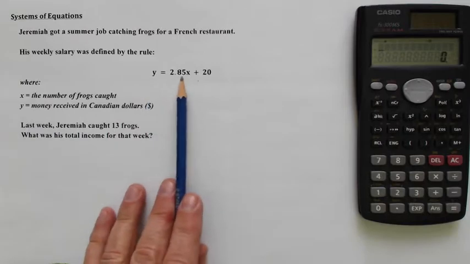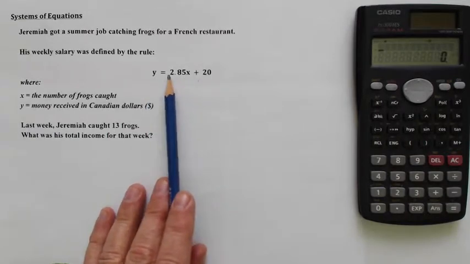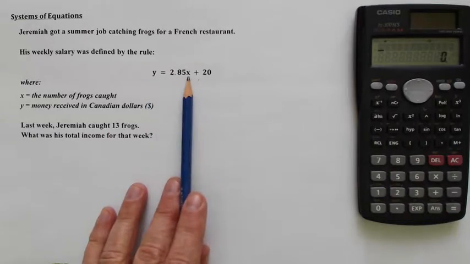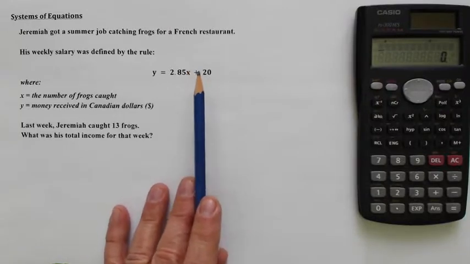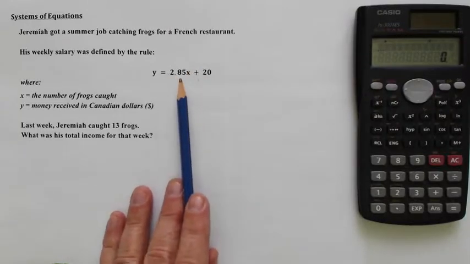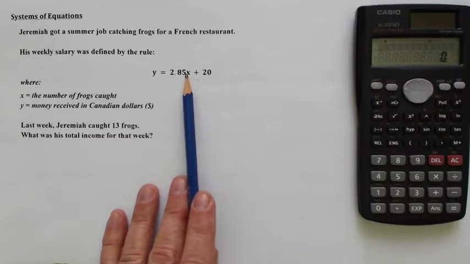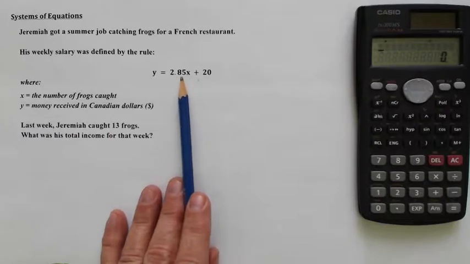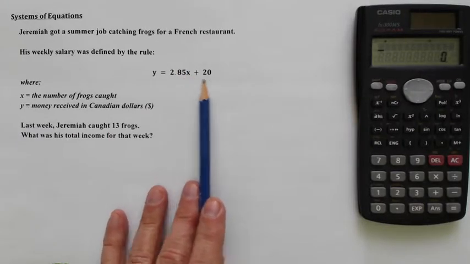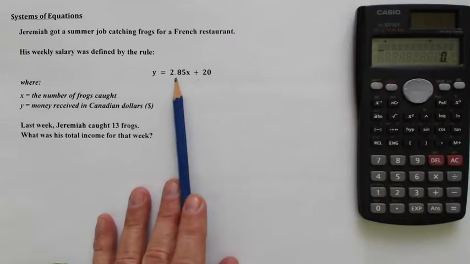The x in this case represents the number of frogs he catches. So he gets $2.85 for every frog, and then he gets a flat 20 bucks. So he shows up to work, they give him 20 and $2.85 for every frog. So even if he caught 0 frogs, he'd still make 20 bucks, right? And if he catches 1 frog, it's $2.85 times 1 plus 20, $22.85, etc., etc.